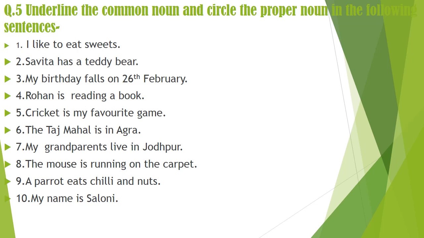The mouse is running on the carpet. Mouse carpet पे भाग रहा है. A parrot eats chili and nuts. तोता चिली और nuts खा रहा है. My name is Saloni. मेरा नाम सलोनी है. So these are the sentences. You have to underline the common noun and circle the proper noun. And you have to do these questions in your rough notebook. Write down these sentences first and then circle and underline the common and proper nouns.